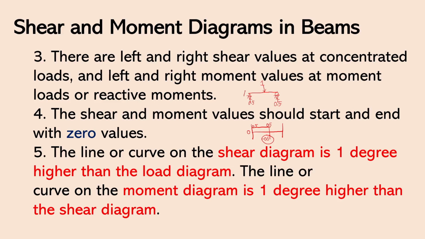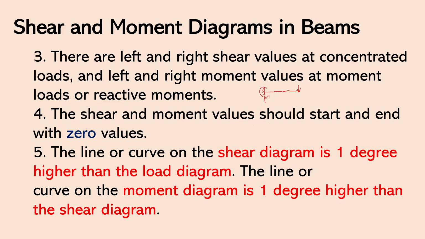And so, let's just say this is A, this is B, and this is C. So, this 0.5 is VBL, or the left shear value at B. And then, this negative 0.5 is VBR, or the right shear value at B. That is what that means. And then, for the moment values, it will affect our moment diagram. And so, let's just say we have a cantilever beam, and then there is a load here. This will have an upward reaction, and then a moment reaction.